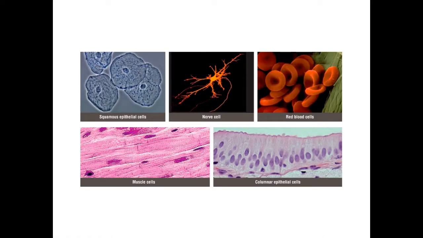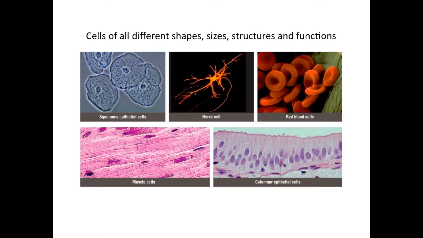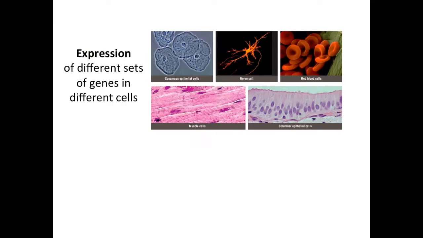When you look at the cells that make up an individual, you see there are cells of all different shapes, sizes, structures, and functions. Yet they all contain the same genome. Their DNA sequence is basically identical. So how are there so many different cells when they have the same genomic DNA? Well, this is in large part due to expression of different sets of genes in different cells.